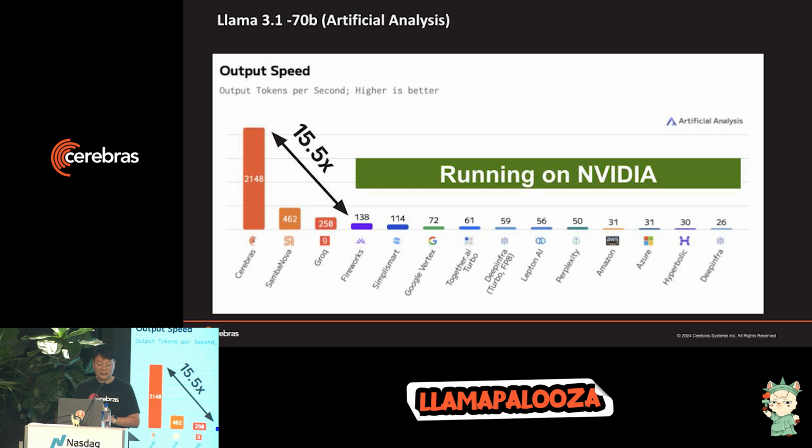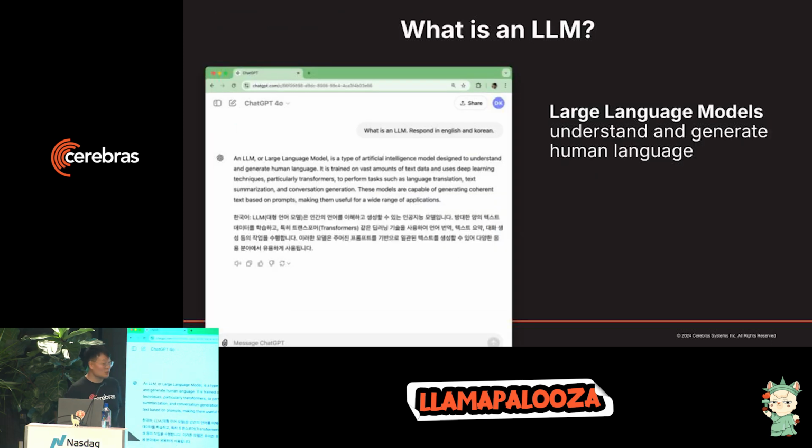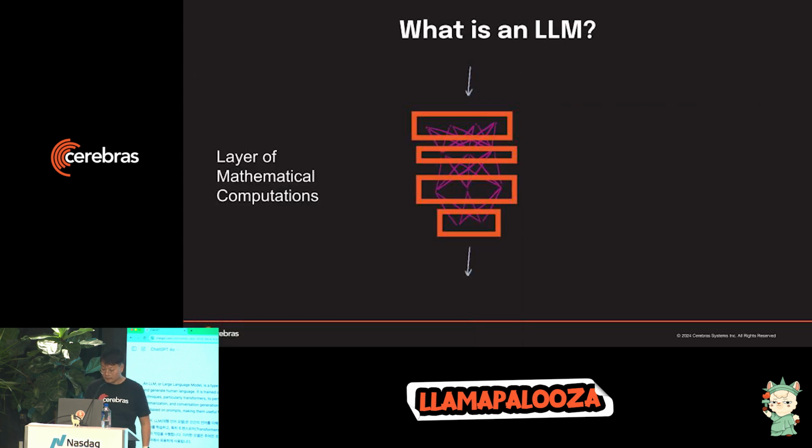But before we get there, let me talk a little bit about what LLMs are and how they work, and to really understand the fundamental limitations to speed that GPUs face. So let's first start with the basics. What is an LLM? LLM stands for large language model. You can basically think of it as super complicated pieces of software that understands and generates human language. All of the AI apps you use, like ChatGPT, are powered by LLMs.